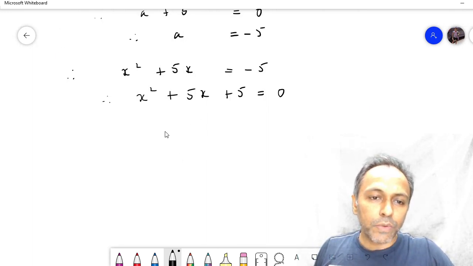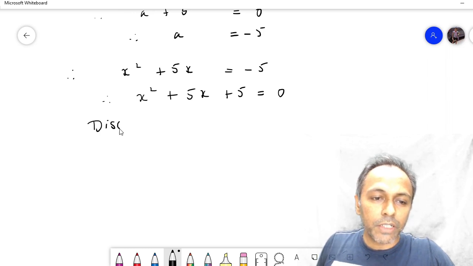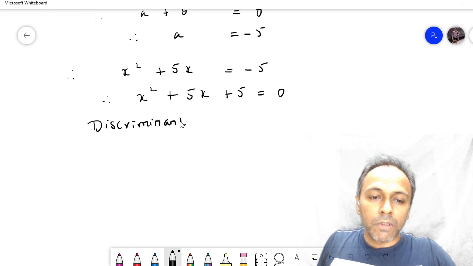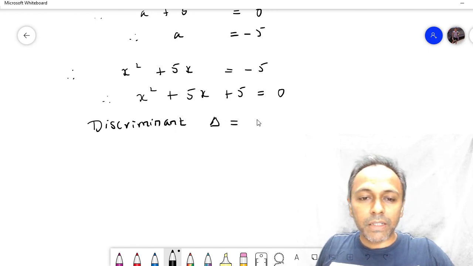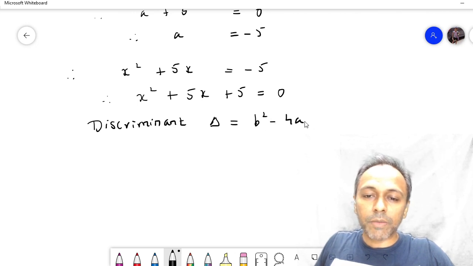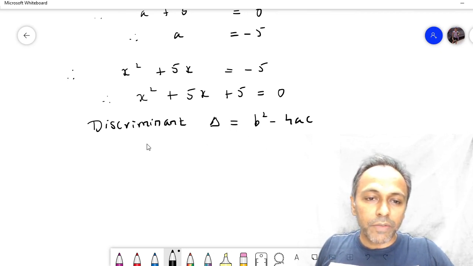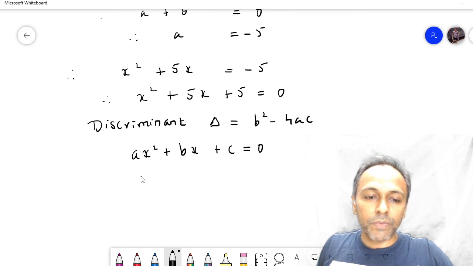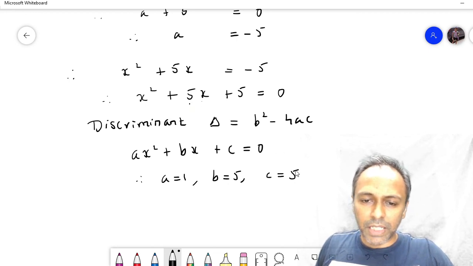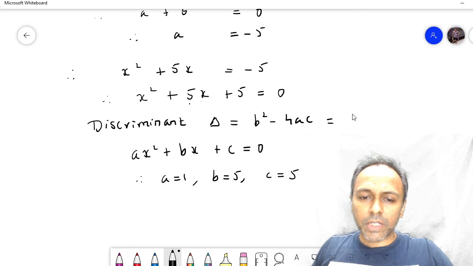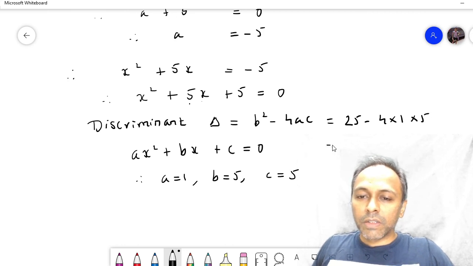Now this is not yet taught, but in future it will be taught. There is something called the discriminant, and that is usually denoted by a triangle. We call it delta, and it is given by b square minus 4ac. So let's evaluate it in this case. We will compare the given quadratic with ax square plus bx plus c equal to 0. Therefore a is 1, b is 5, coefficient of x, and constant c is 5. Let us put it in the discriminant. So b square is 5 square is 25 minus 4 into 1 into 5 is 25 minus 20 is 5.